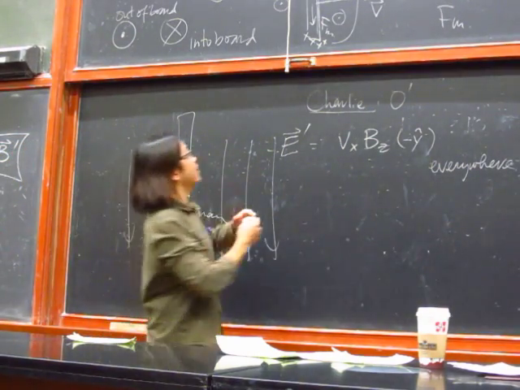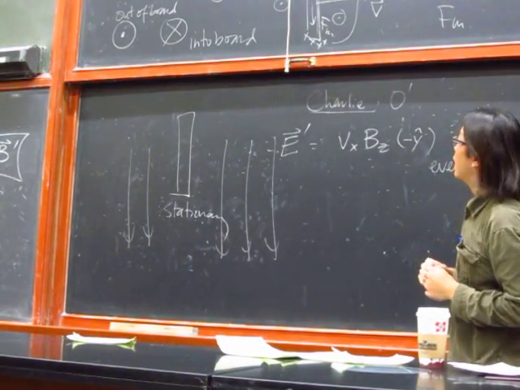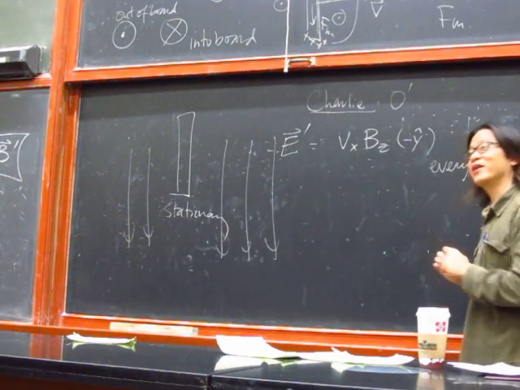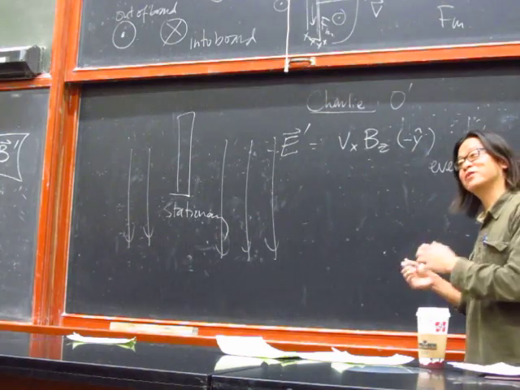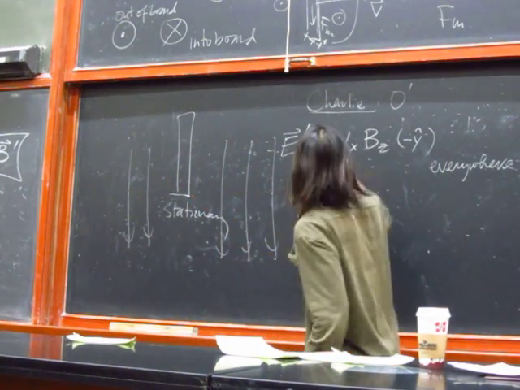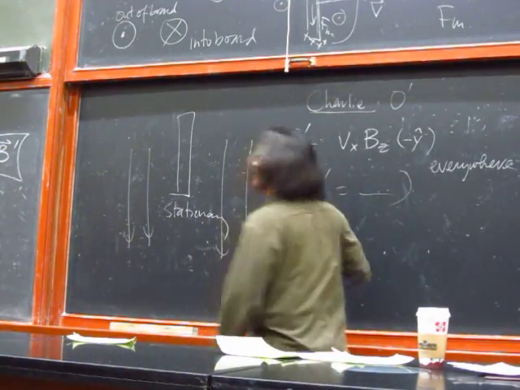So does the B field disappear for him? Does he not see the B field? He also sees the B field. There is also a B field, but I don't care about the B field in this case because the rod is stationary. Incidentally, there's a B field, but yeah.